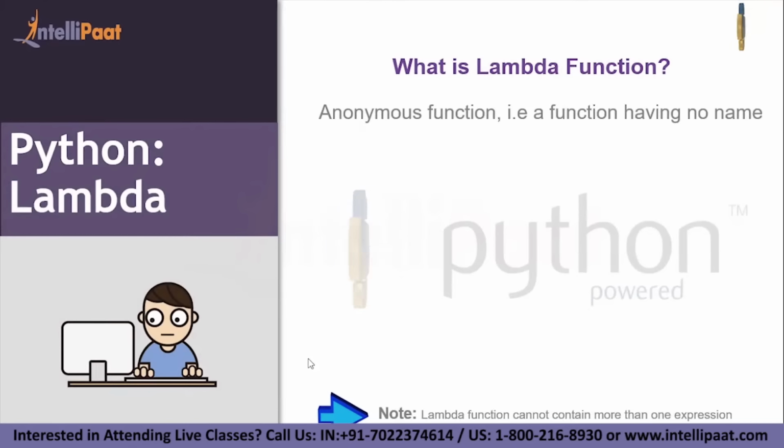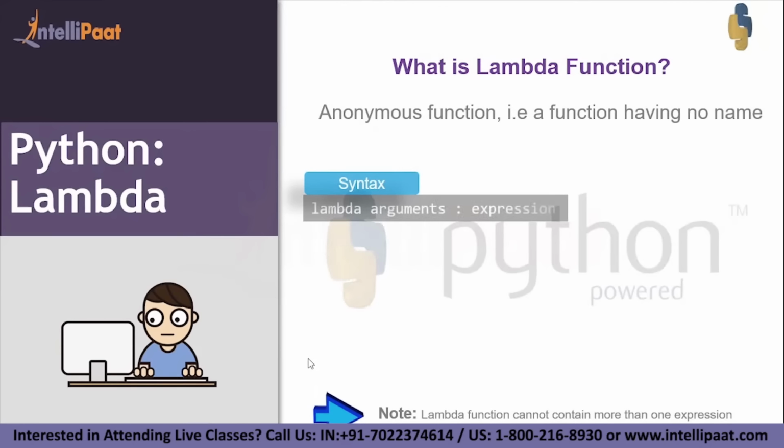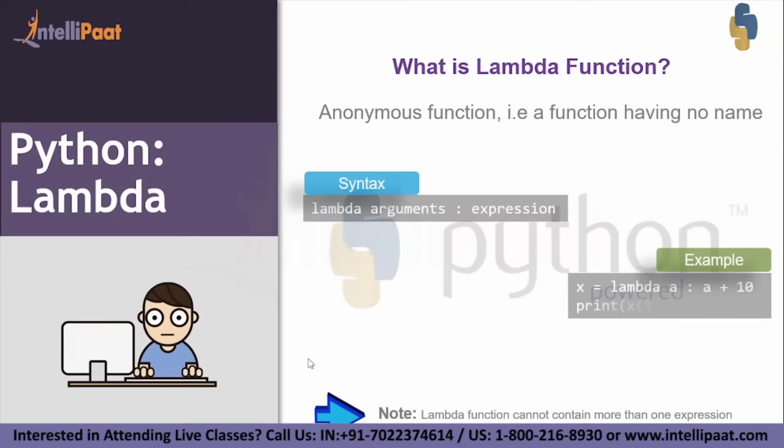Now let's discuss the lambda function in Python. So what is this lambda function? A lambda function is a small anonymous function. A lambda function can take any number of arguments but can only have one expression. Note the fact that a lambda function cannot have more than one expression. So here's the syntax: lambda argument colon expression. For example, x equals lambda a colon a plus 10 and print x of 5. It defines a lambda function that adds 10 to the number passed in as an argument and then prints the result.